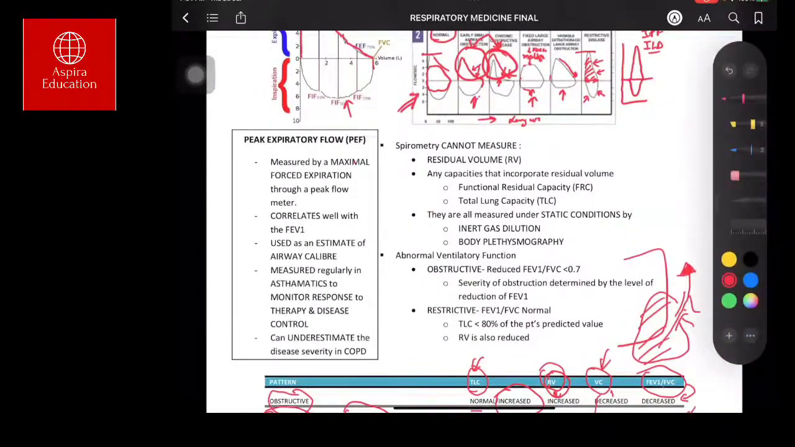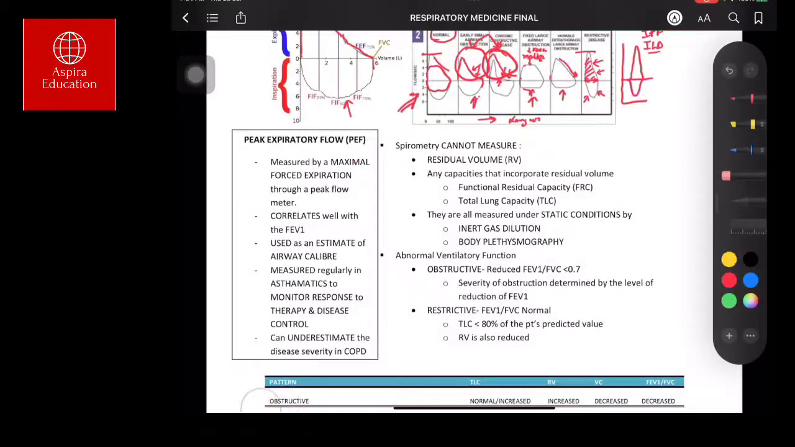Like any test, there are problems with spirometry as well. So, what are those problems? It cannot measure the residual volume, so it is only calculated. The residual volume remains inside the lung.